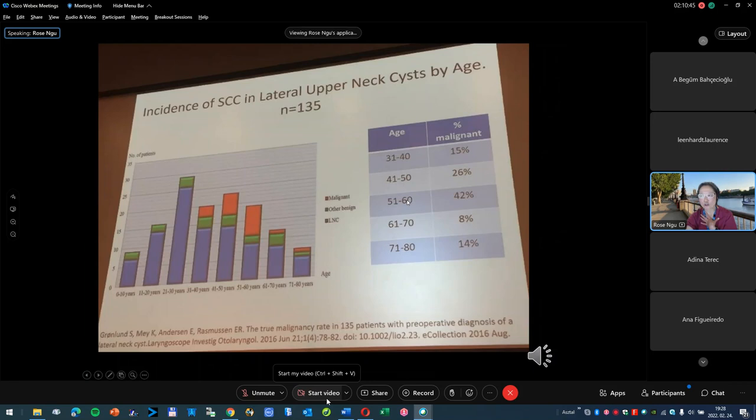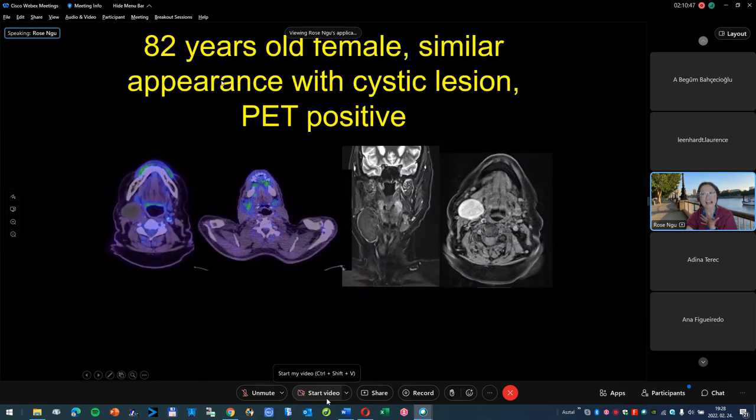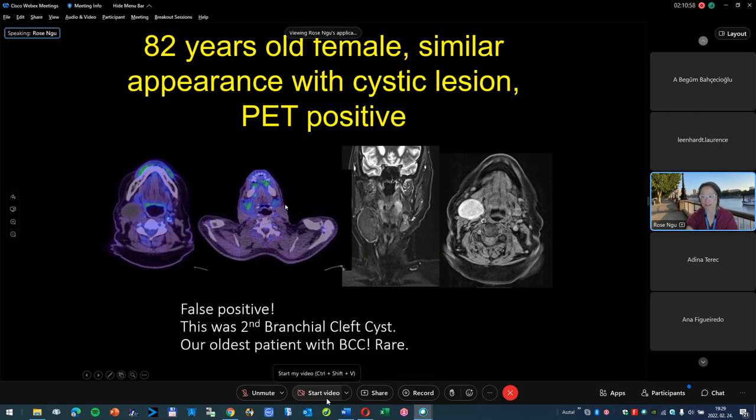And here I'm going to show you a case of an 80-year-old female with a similar appearance, what looks like a cyst on the neck, and we go, oh, 82, PET positive, it must be a met, okay? It was a false positive. When we did the FNA, and this was removed, it was a second branchial cleft. She was the oldest patient we ever had, but it's rare, okay? So anyone above the age of 31, beware.